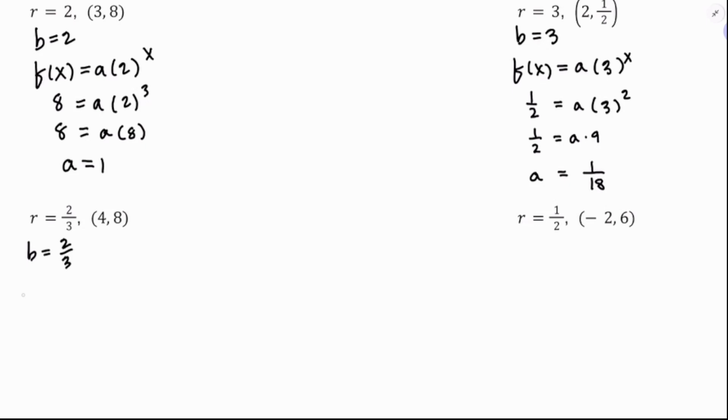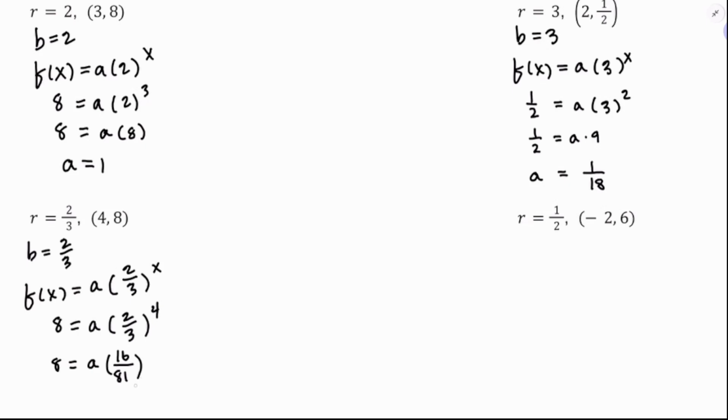So I'm just going to approach this one the same way. Some number times common ratio to the x power. We know that f of 4 equals 8, so 8 equals a times 2/3 to the 4th. Wow, that's kind of big numbers. So 8 is going to equal a times 2 to the 4 is 16, divided by 3 to the 4 is 81. Okay, that's fine.